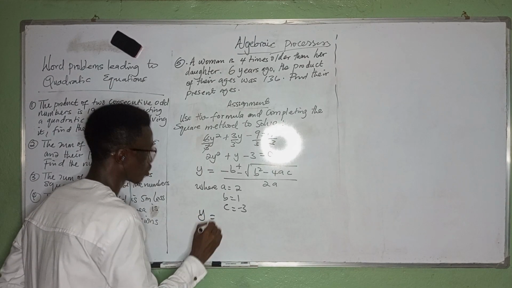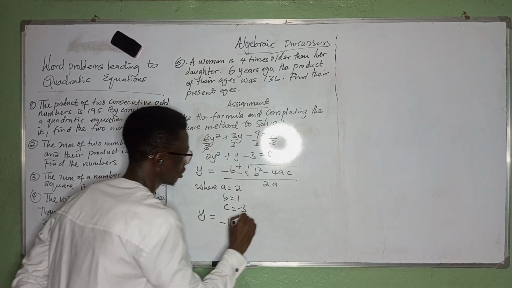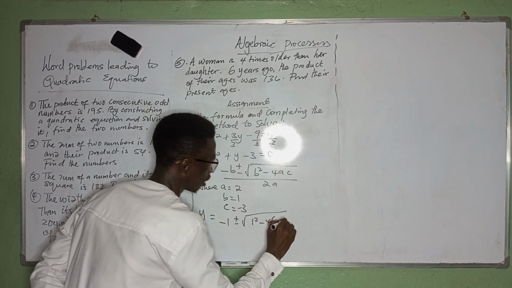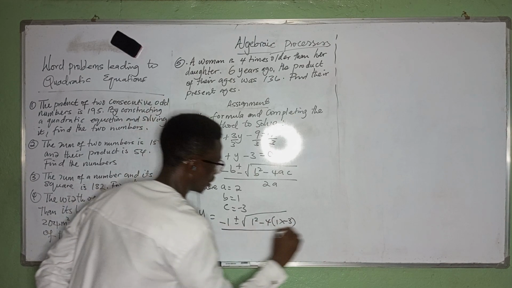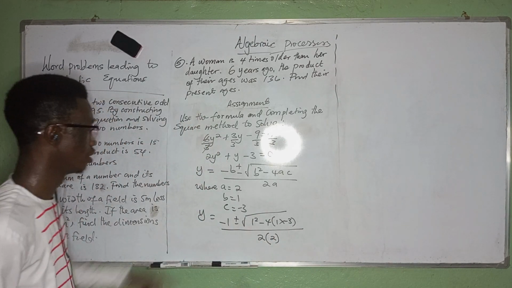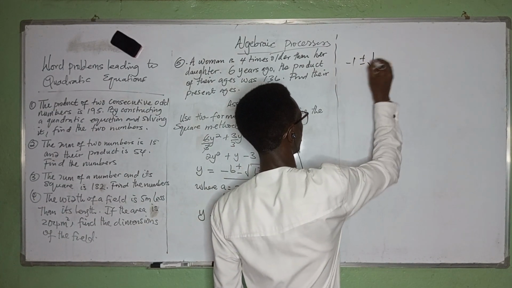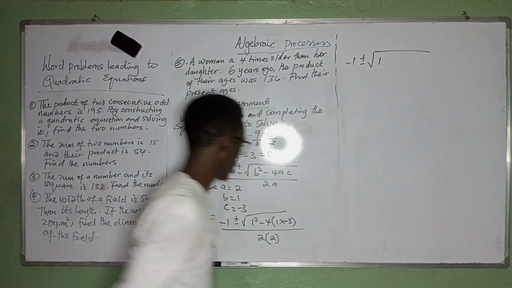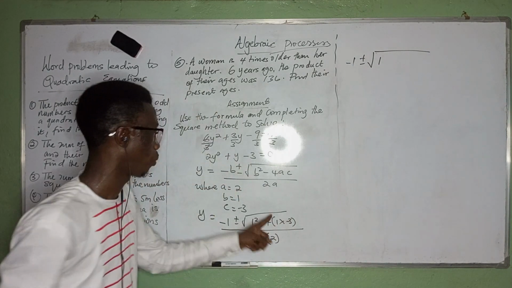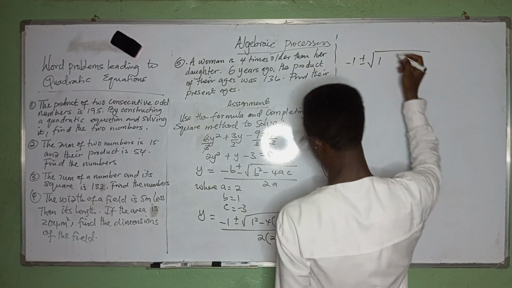Therefore your y becomes minus b, which is minus 1, plus or minus the square root of 1 squared minus 4 times 1 times minus 3, close bracket, everything divided by 2 times 2. So we have minus 1 plus or minus the square root of 1 squared, which is 1. We have minus here, so this is minus 3. 1 times minus 3 is minus 3. Minus 3 times minus 4 gives you plus.